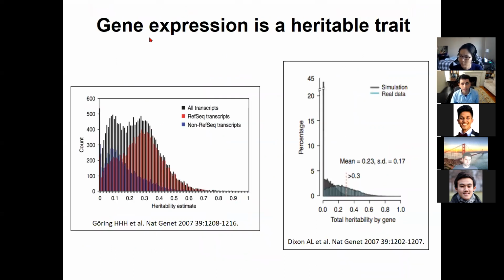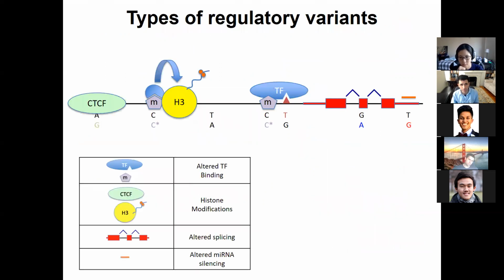Basically, if you look at gene expression as a trait, that's where the quantitative trait part of the eQTL comes in. You can ask how heritable different transcripts are. And you can see that well-annotated transcripts from RefSeq are very heritable, much more than what you would expect in a simulation. That suggests that gene expression actually makes sense as a quantitative trait.